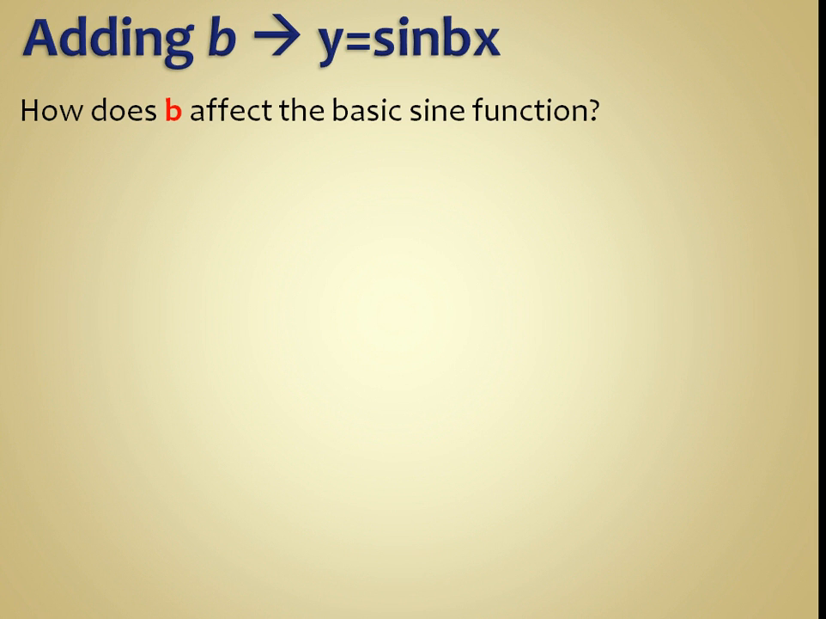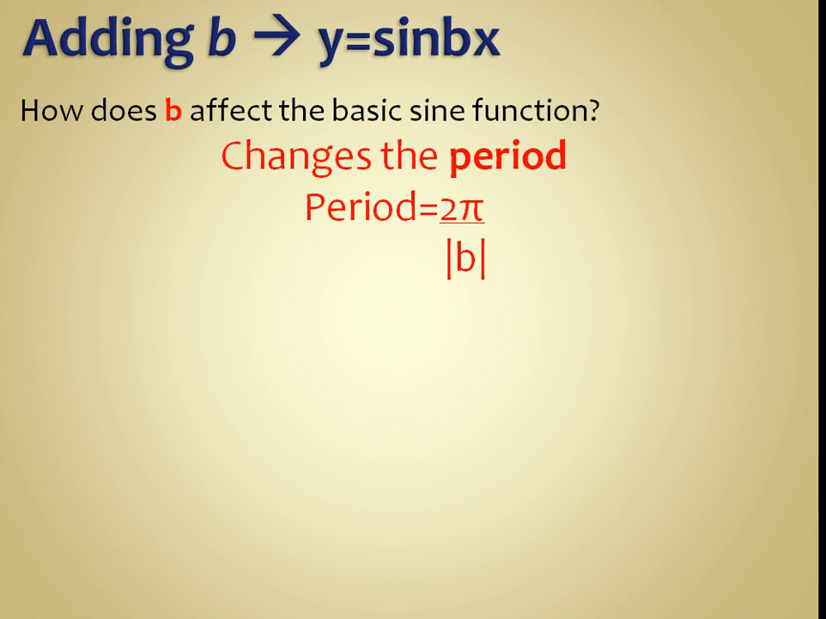So, how does parameter b affect my basic sine function? Well, it changes your period. We know that the period for the basic sine function is going to be 2 pi. But now the period for any sine function, we're going to be able to determine by taking 2 pi and dividing it by the absolute value of b.